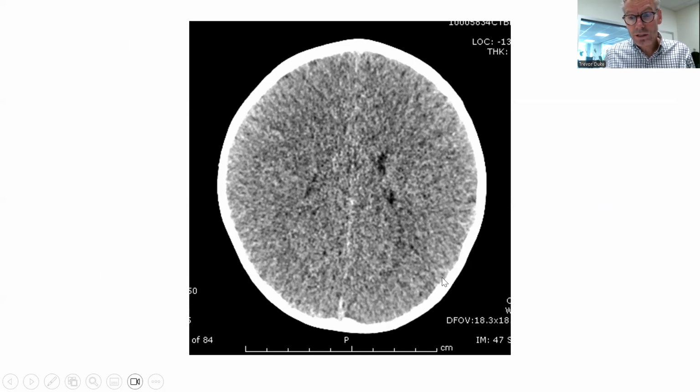diffuse white cerebral edema involving all parts of his brain. You can hardly see the ventricles. There's no sulcal and gyral pattern. There's a loss of grey-white differentiation, and there's no space around this brain. So this is a brain that's under considerable pressure.